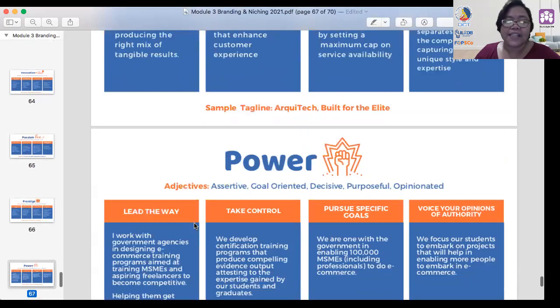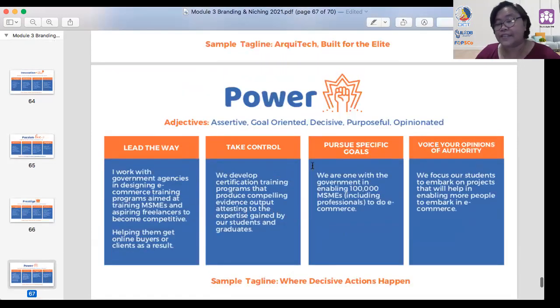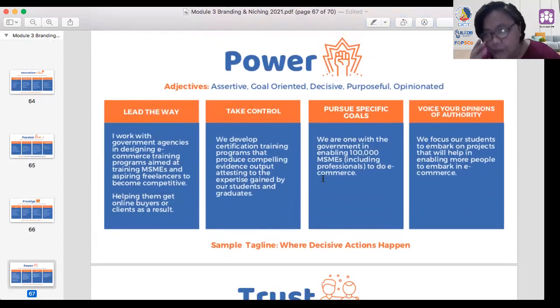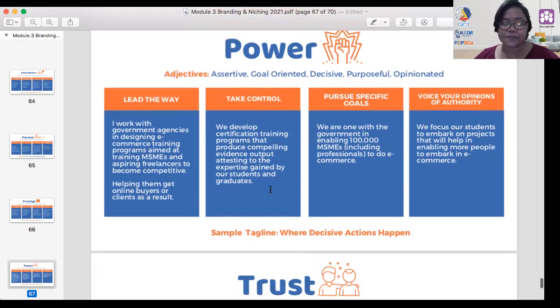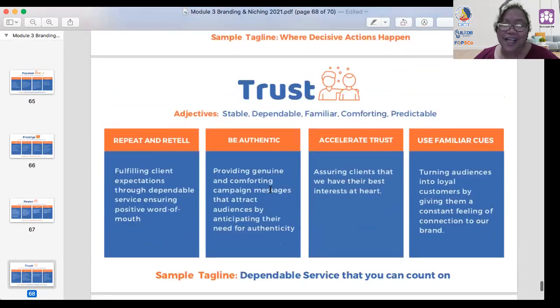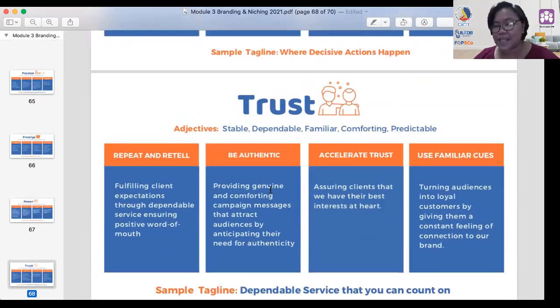Okay? Next one is power. The adjectives, assertive, goal-oriented, decisive, purposeful, opinionated. When power is your fascination advantage, you tend to lead the way, take control, pursue specific goals, and voice your opinions of authority. Okay? Sample tagline, where decisive actions happen. Oh, okay? That's power. For trust, the adjectives would be stable, dependable, familiar, comforting, and predictable.